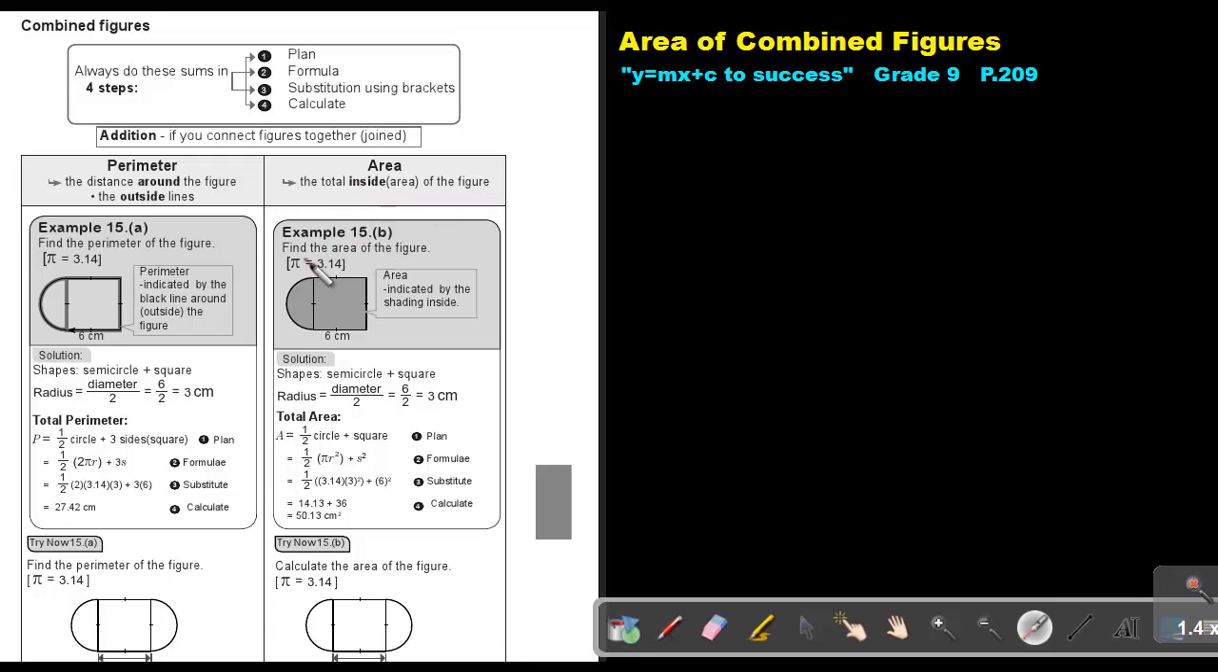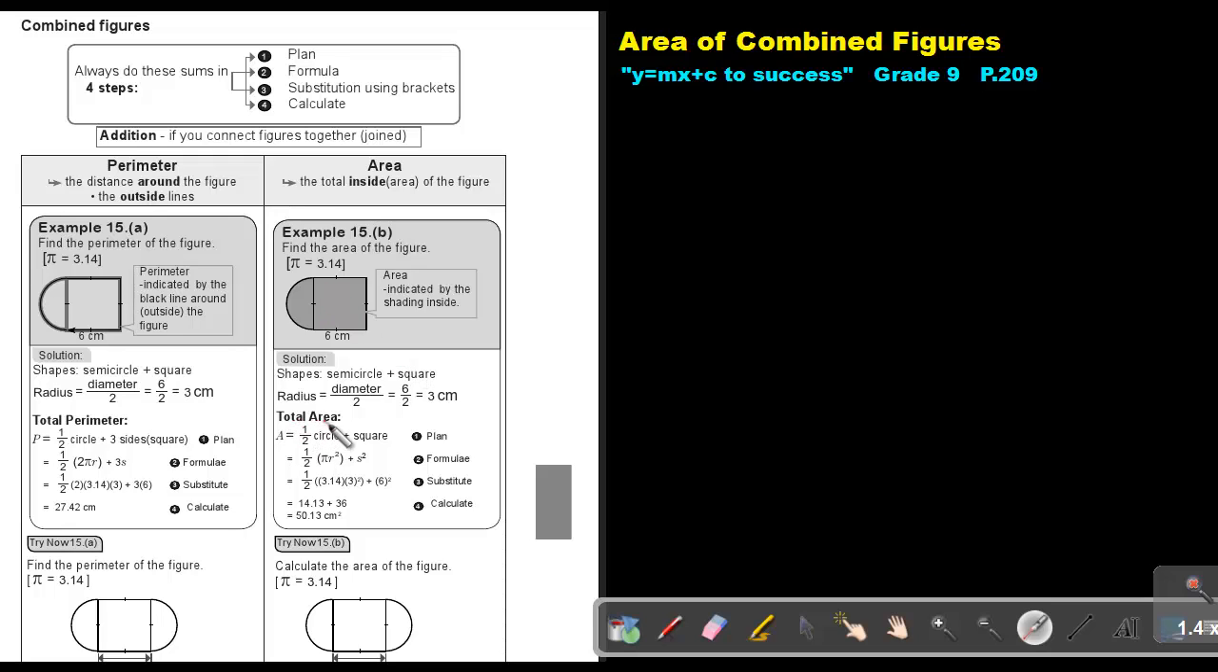Example 15. Find the area of the figure. So this is a square and this is a half circle. So the area indicated by the shaded side. So the area is not the distance around like the perimeter. It's basically this inside part. So if I'm going to look, it's the shapes, it's going to be a semicircle as well as a square.